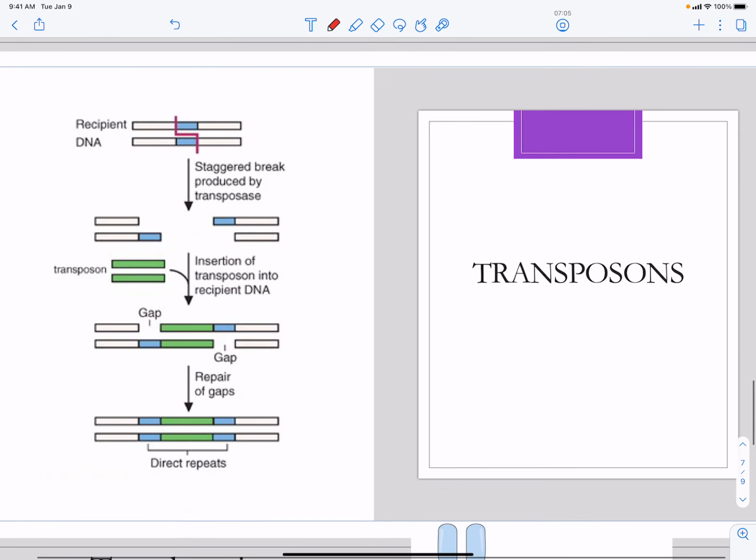And so here's an example of our transposons. We have our recipient DNA, and then we have transposases, which are going to break the DNA open. And then you have a genetic element, a transposon, that's going to jump into those breaks. And now you have incorporation of your transposon at a new location.